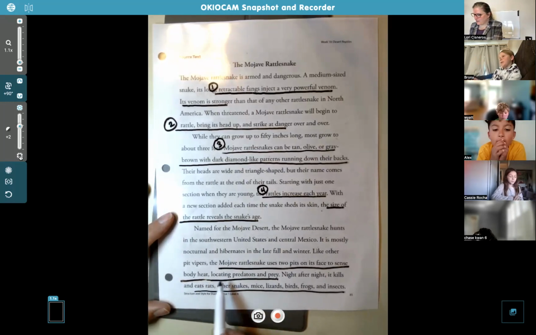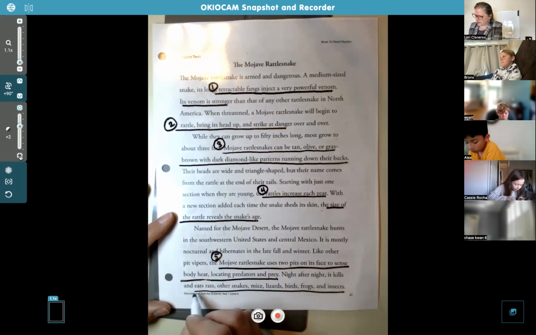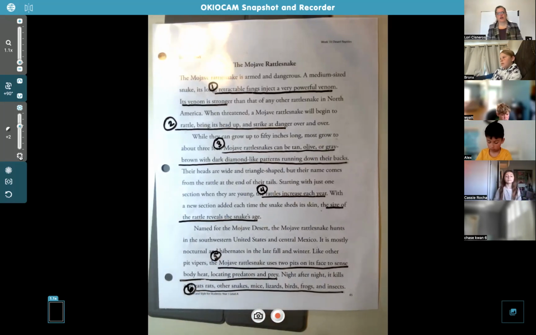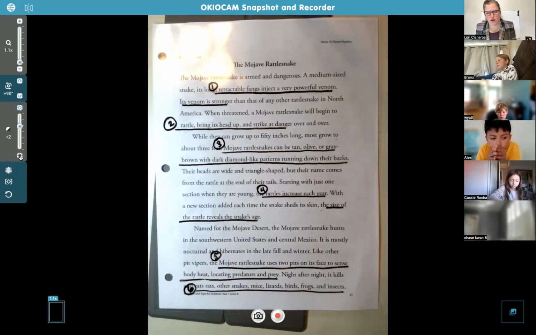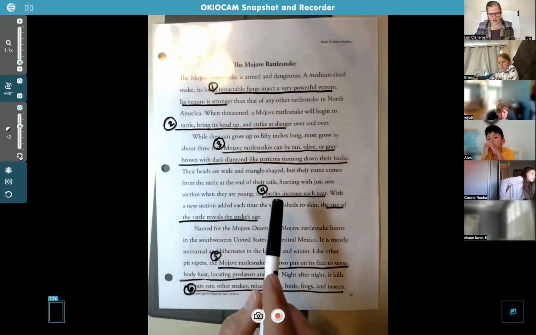So down here where it says Mojave rattlesnakes use 2 pits on their face to sense, let's label that one number 5. And then down here, what it eats, let's put 6 right here. All right, so we got our 6 facts. That's how we do this, because eventually you are going to work on this by yourself. When you read an article, you get to pick the 6 things that are the most interesting to you. That's how you narrow it down. When you write a report, you don't have to write about every single part of the article. We're not going to write everything, but we are going to write about these 6 things.